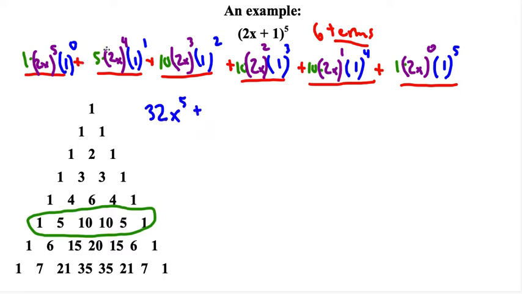Plus, well, that's a 5, so we have a 5 there, times, that's just a 1. But then we have 2 to the 4th. 2 to the 4th is 16. 5 times 16 is 80. And that would be our x to the fourth term.